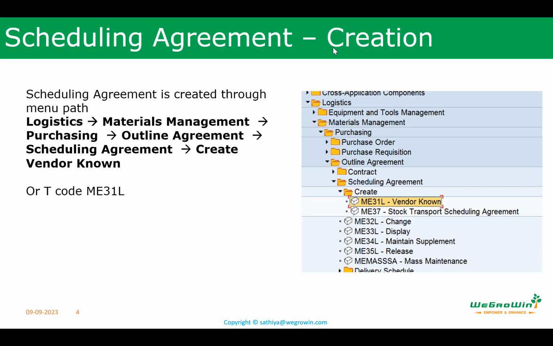Sorry, guys. Okay. So now this scheduling agreement is created through the menu path, like what is given here. Okay. It is Materials Management, like this we are taking it. And ME31L is the T code.